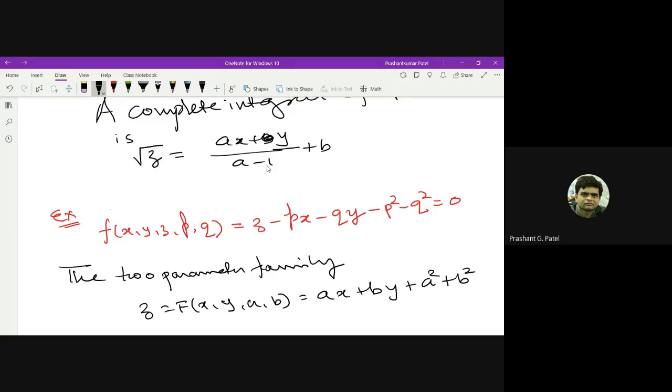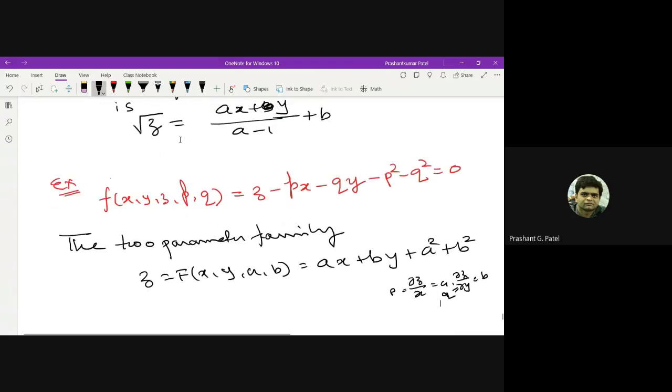differential equation. That you can check easily, because if you differentiate this with respect to x, del z by del x is a and del z by del y is b. That means the value of p is a and q is b. Substitute here, where z is ax + by + a² + b². It will satisfy. It is easy to check that this is the solution of this differential equation.